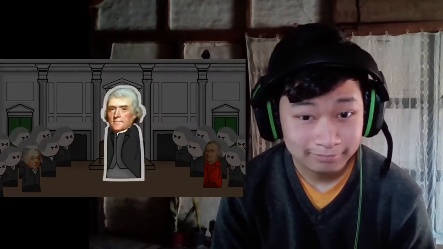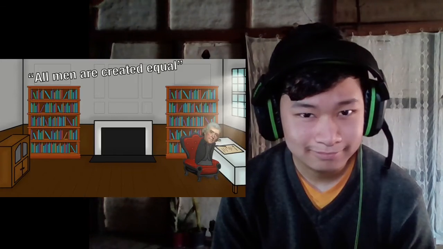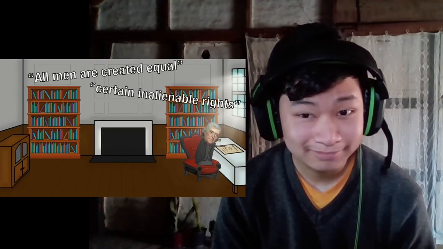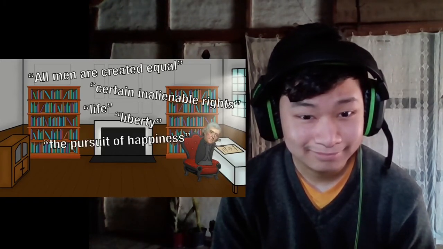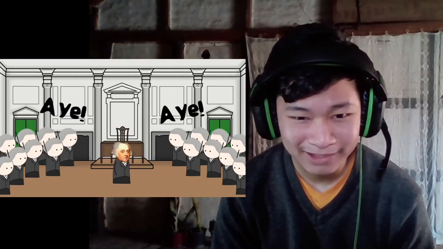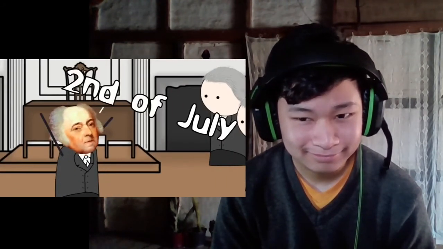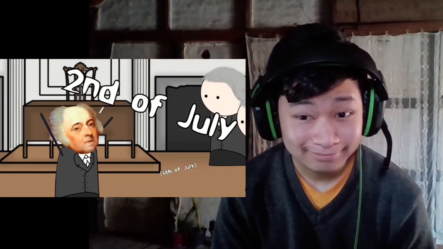Thomas Jefferson was selected to write up an official Declaration of Independence, and he went hard, writing that all men are created equal, with certain inalienable rights, including life, liberty, and the pursuit of happiness. Of course, Jefferson had over 100 slaves, but we don't have to talk about it. On the 2nd of July, Congress voted unanimously in favor of independence, and John Adams declared that the 2nd of July would go down as the most remembered day in American history. Then a couple days later, independence actually came into effect. The United States of America was born. There was no turning back now.